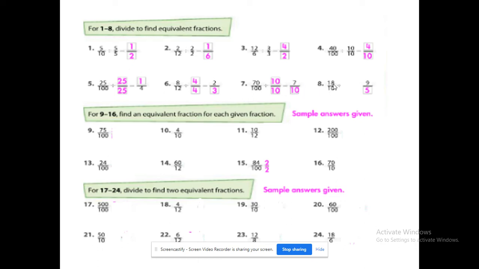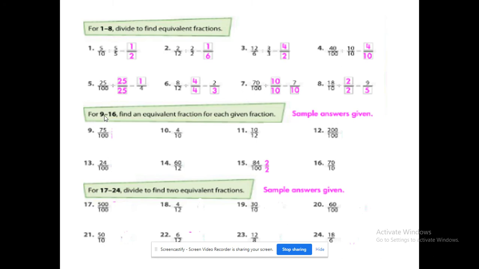Number 8. How is the 18 made into 9? Because I divided it by 2. And 10 divided by 2, it gives me 5. So 9 over 5, it's an equivalent fraction for 18 out of 10.